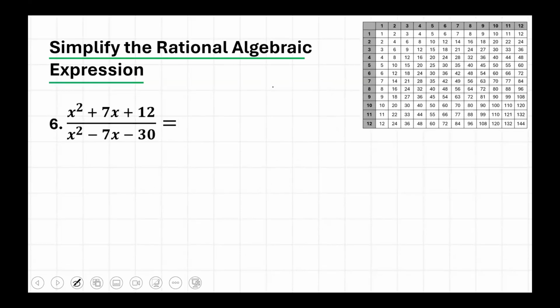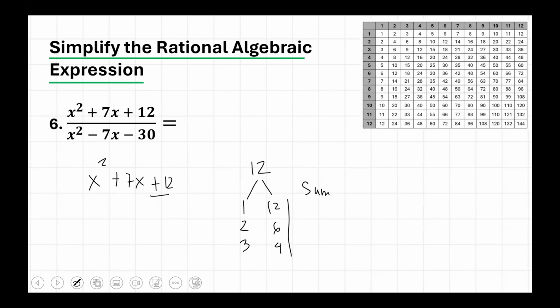For number 6, we're still going to use the same method. We're going to factor out the numerator first, followed by the denominator. So for the numerator, we have x squared plus 7x plus 12. And the factors of 12 are 1 times 12, 2 times 6, 3 times 4. And since it's positive 12, we need to get the sum. We have 13, 8, and 7. The middle term is 7, so we're going to use these factors. Then we can factor out our numerator by using the factors x plus 3 and x plus 4.